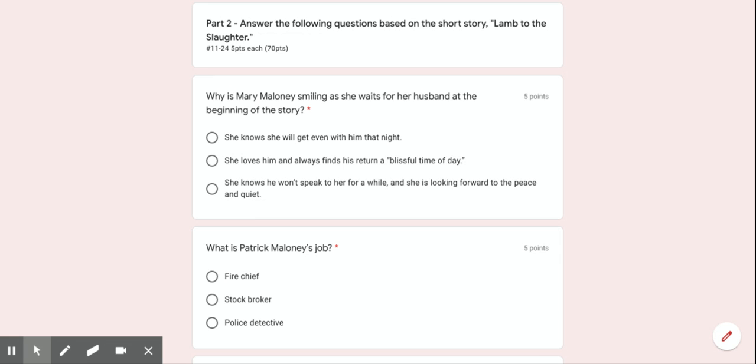Why is Mary Maloney smiling as she waits for her husband at the beginning of the story? A, she knows she will get even with him that night. B, she loves him and always finds his return a blissful time of day. Blissful means happy. Or C, she knows he won't speak to her for a while and she's looking forward to the peace and quiet.